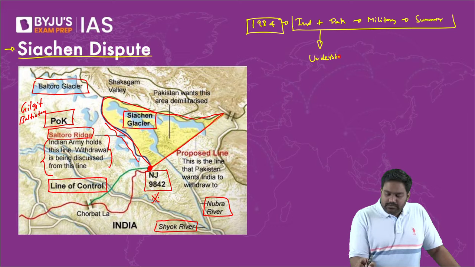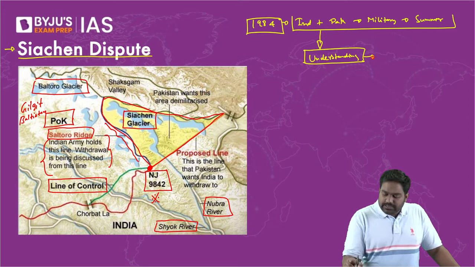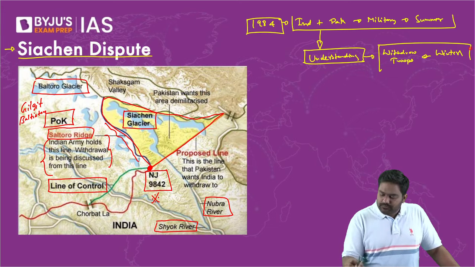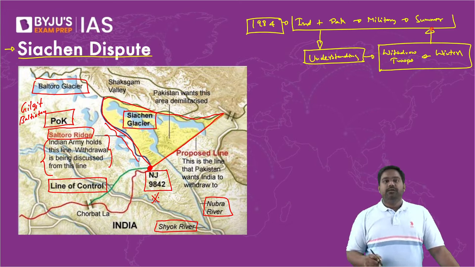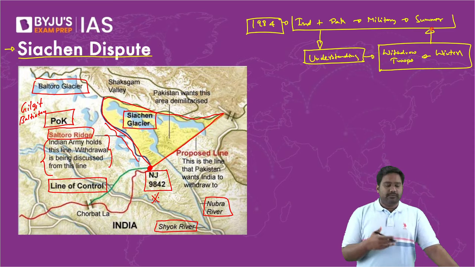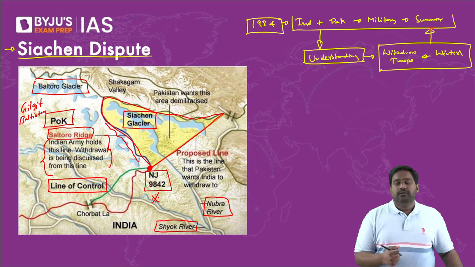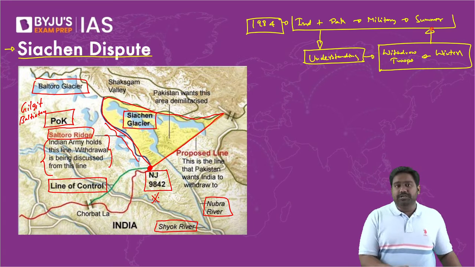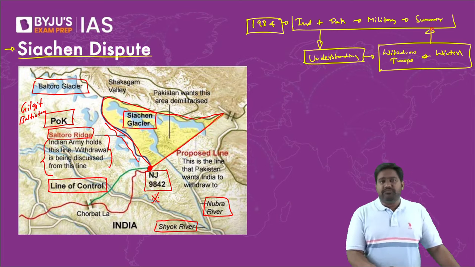There was an agreement between the two sides that they would withdraw troops during the winters, where the snowfall makes it extremely dangerous for the troops to remain. Because in that era, given the equipment and the clothing, it was very challenging to maintain troops here during the winter season. Because at Siachen, the conditions can be very harsh.